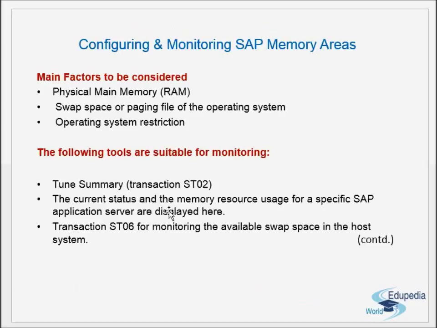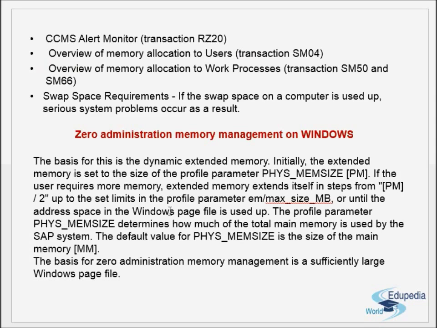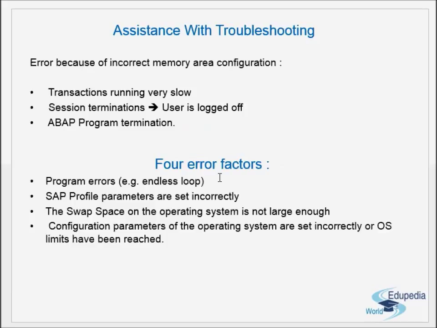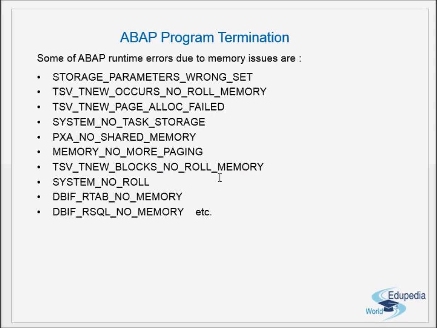Then what are the main things which we have to keep in mind while configuring the SAP memory? And what are the different transactions or tools used for memory monitoring? Then we learned about zero administration memory management on Windows. Then what are the errors we get if memory issues are there in the system, and the factors which are responsible for memory related problems. And the last one is a small list of ABAP dumps which we get when memory problems occur. So this is about SAP Memory Management. Thank you.